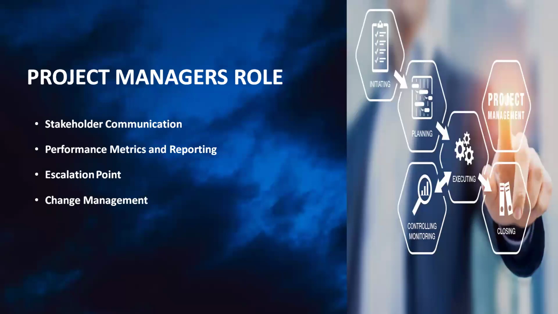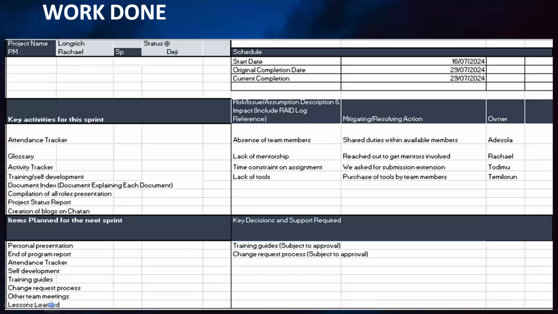So the next slide is the work done. This document shows the work done by the project managers for this sprint, and the key activities for this sprint. I'll go into details about these activities in the next slides. However, the items planned for this sprint include a personal presentation, end of program report, attendance tracker, self-development training guides for the project, and the change request process. The BA created the document and will be creating the process using Visio.